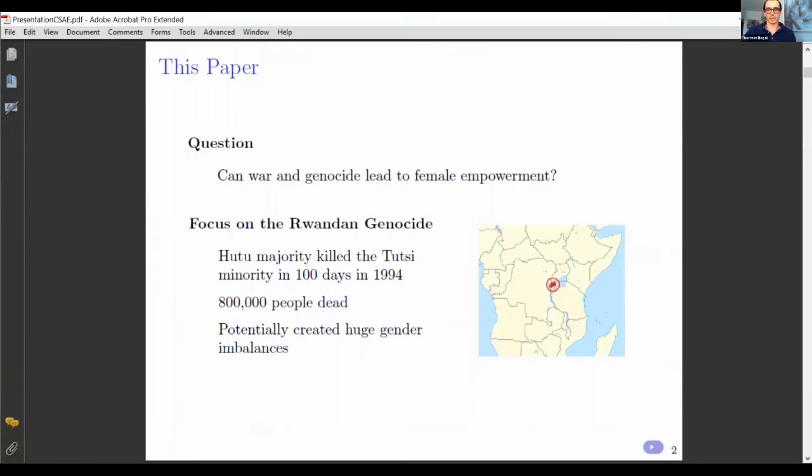Here's Rwanda, a tiny country in Africa, where the Hutu majority, an ethnic group, killed big parts of the Tutsi minority in just about 100 days in 1994. After the genocide, 800,000 people were dead, and it potentially created huge gender imbalances that we're going to exploit.